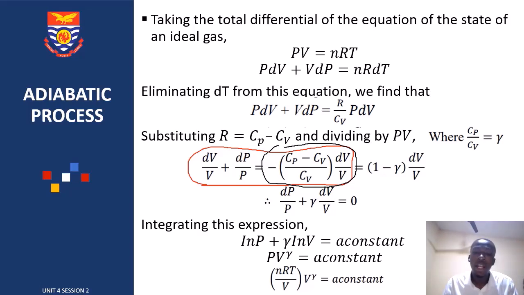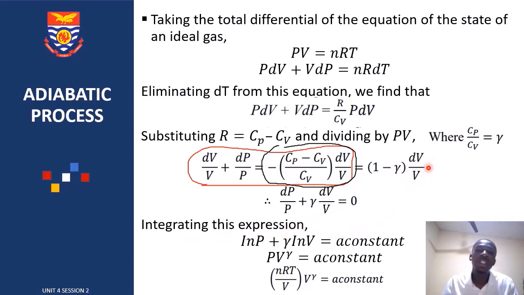So at the end, we will get our final expression. Let me use the laser pointer. The dP over P that we have here, and we already have a dV over V. So at the end, we get dP over P plus gamma dV over V equals 0. Because when you expand this one, you get another dV over V here, then you send it to the other side, it will cancel out and be left with only gamma dV over V.